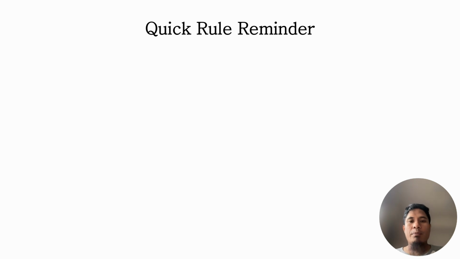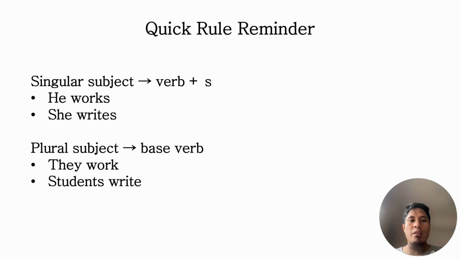Alright, to help you remember this rule, keep a simple guideline in mind. When the subject is singular, the verb in the present tense usually takes an S ending. For example, he works, she writes. However, when the subject is plural, the verb stays in its basic form, such as they work, students write. Although this rule may look simple, paying attention to these small details is essential for grammatical accuracy.